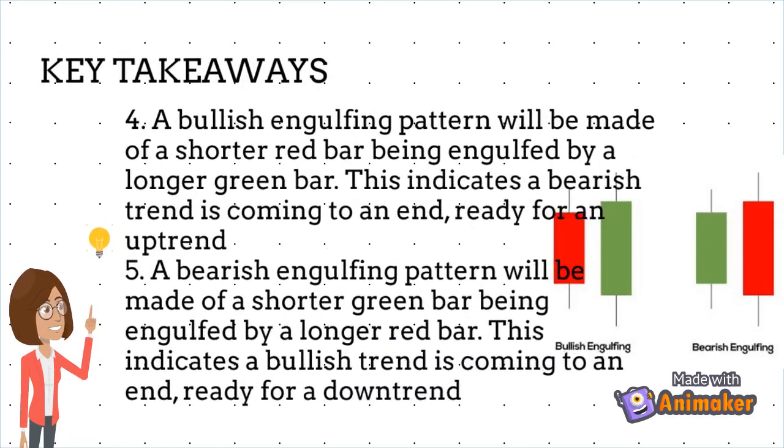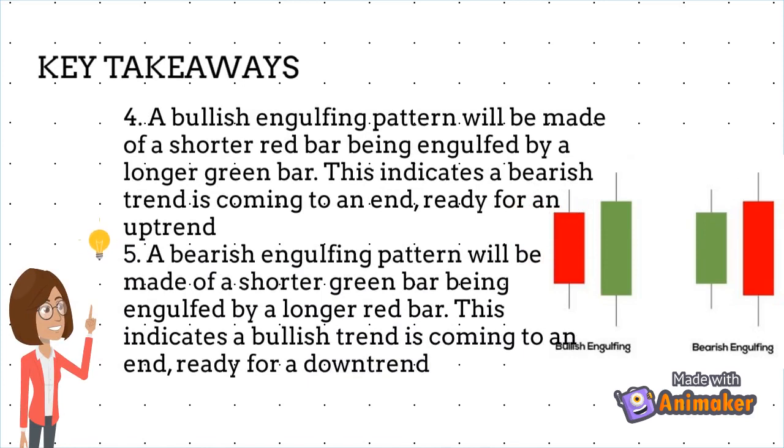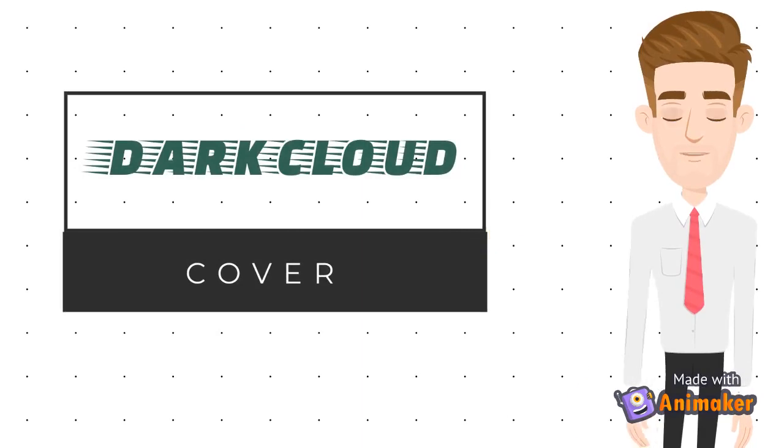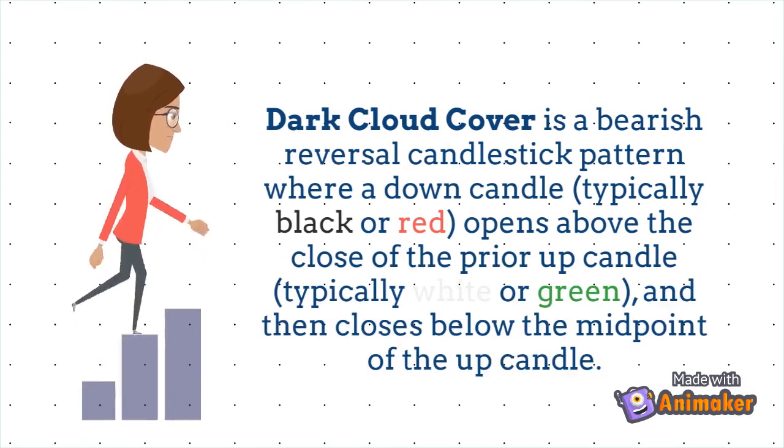of the previous bar. Fourth, a bullish engulfing pattern will be made of a shorter red bar being engulfed by a longer green bar. This indicates a bearish trend is coming to an end, ready for an uptrend. Fifth, a bearish engulfing pattern will be made of a shorter green bar being engulfed by a longer red bar. This indicates a bullish trend is coming to an end, ready for a downtrend.